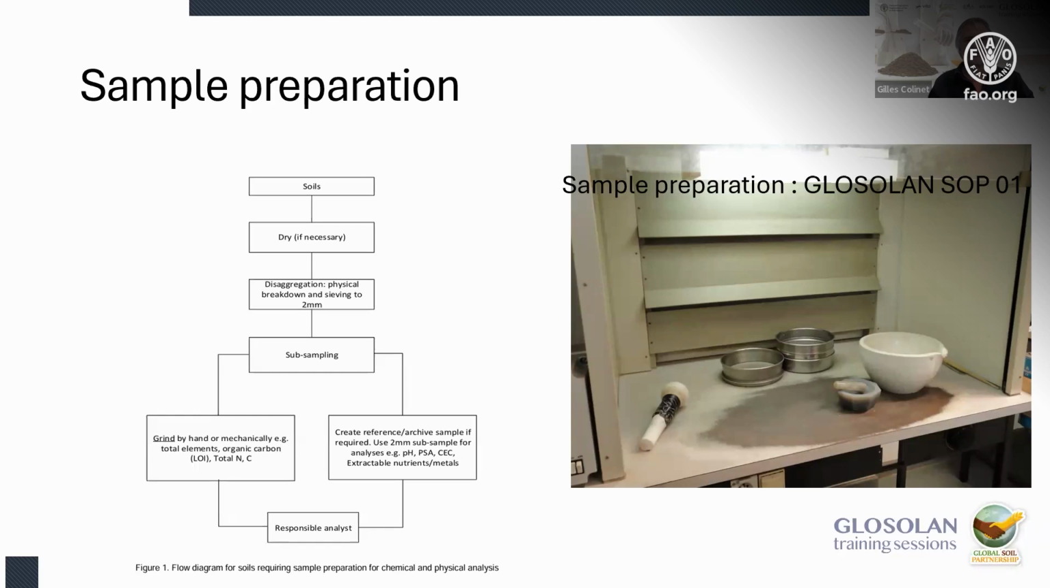Then you have possibly subsampling if you want to, for example, to keep one part for the storage and one part for the analysis. And you must follow a strict procedure in order to be sure that the two parts are as homogeneous as possible. So there are some easy procedures, but a bit long. You mix them, you separate, you remix, you re-separate, and so on.